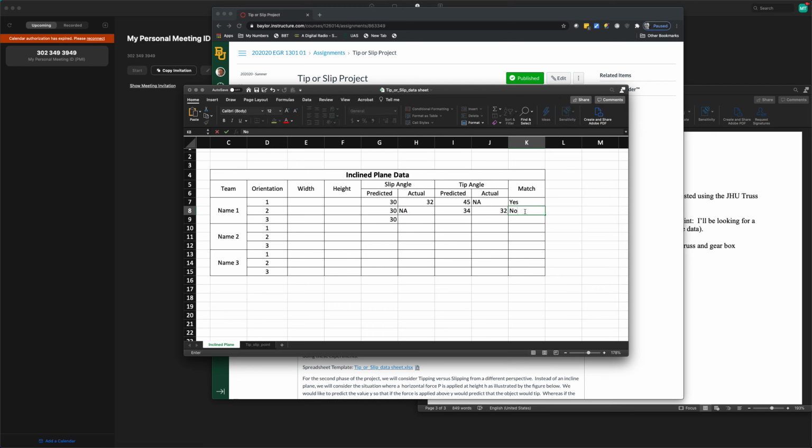Okay, so hopefully that clears up what I want for every person on your team. You can fill out this small little table.